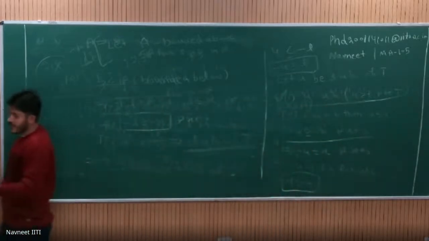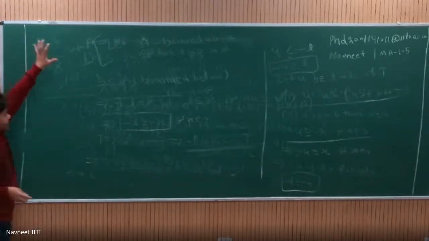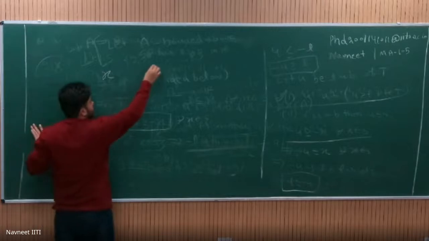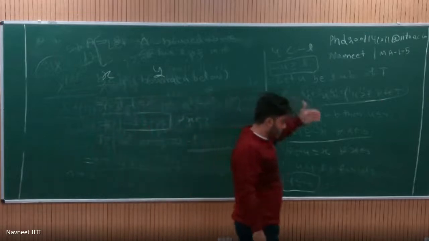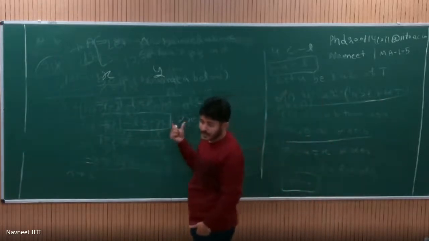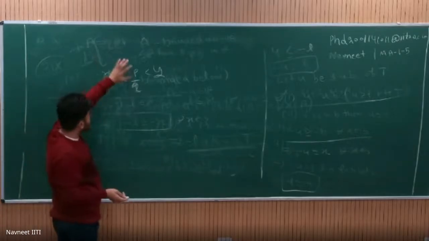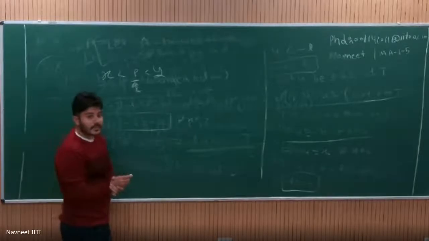What is our aim? We want to show that between any two real numbers, there is some rational number. Can anyone tell me in which form a rational number is represented? P by Q form, where Q is not equal to 0, and P and Q are both integers, or say P is an integer and Q is a natural number. And the GCD of P and Q is 1, that is, they are co-prime.